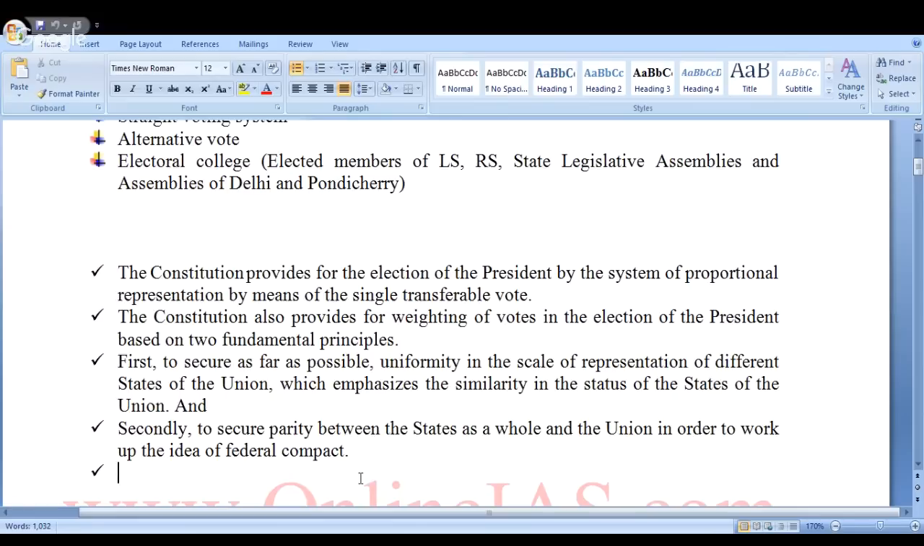The first one is to secure, as far as possible, uniformity in the scale of representation of different states of the Union. Of the Union means entire India. Which emphasizes the similarity in the status of the states of the Union, and secondly, to secure parity between the states as a whole and the Union in order to work up the idea of the federal compact.